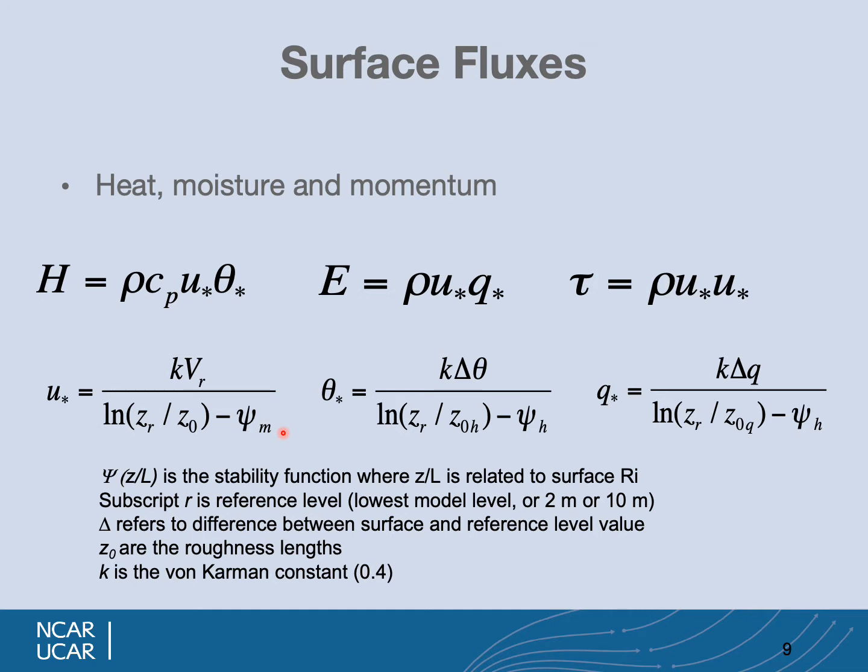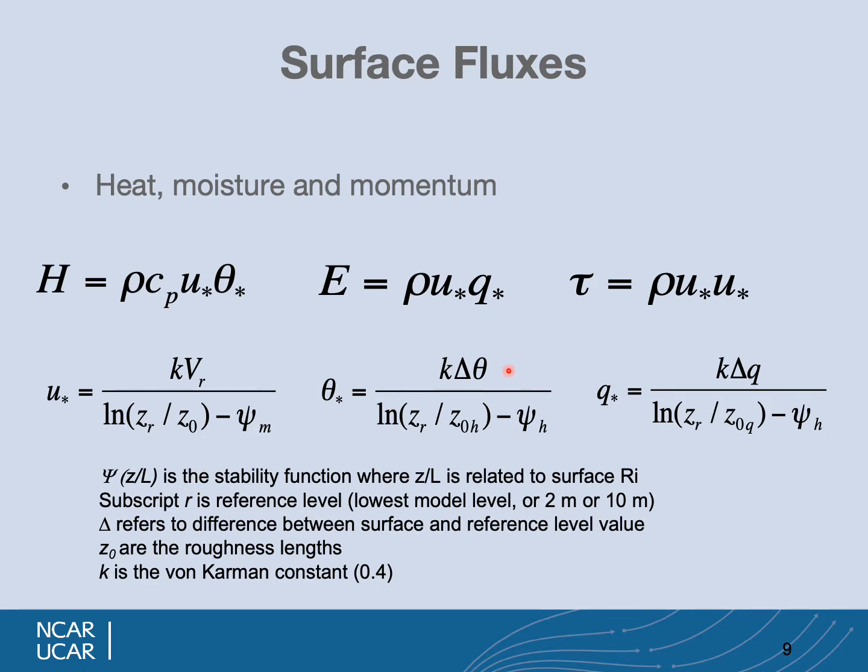In neutral conditions, psi_m is 0. In unstable conditions, it's positive, and in stable conditions, it's negative. So in unstable conditions, u* is enhanced by this denominator with the psi_m, and in stable conditions, u* is reduced. So the stability impacts the values of u* and theta* in similar ways, and q* also.